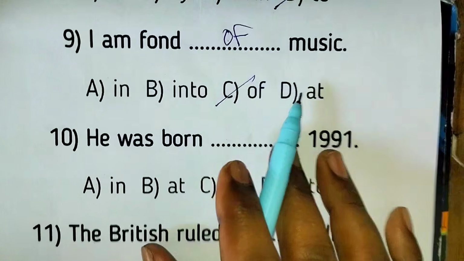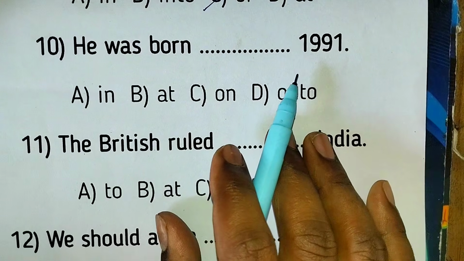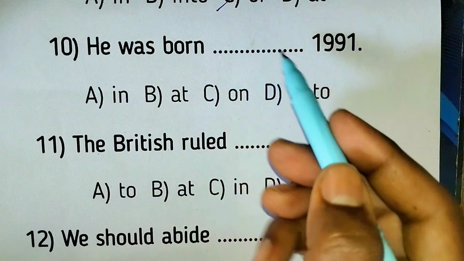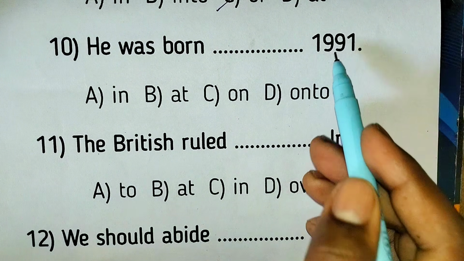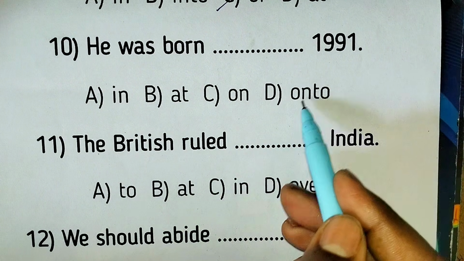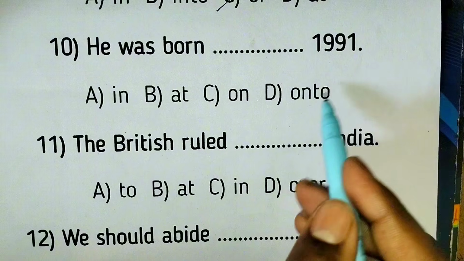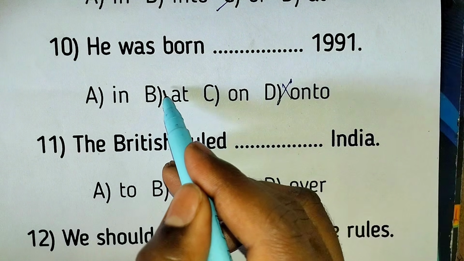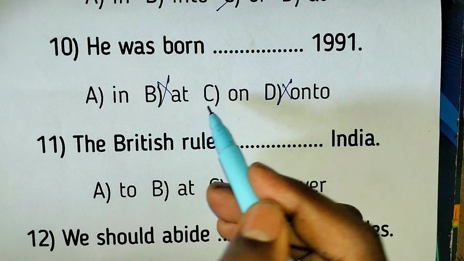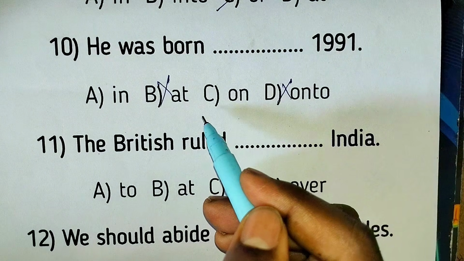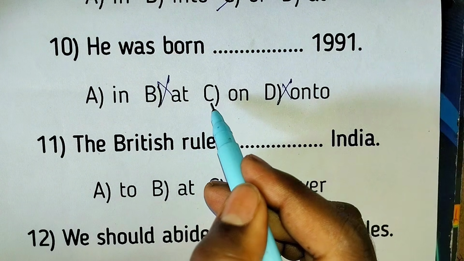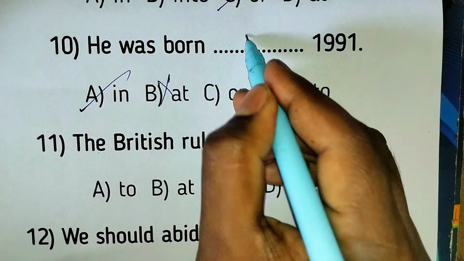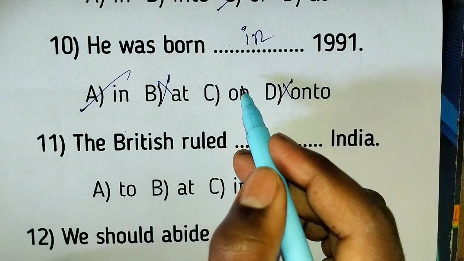And the next. He was born dash 1991. In, at, on, or onto. So onto is totally inappropriate. On or at is also inappropriate. But in or on, which one is right? So look, there is a confusion between in or on. But in this sentence, in is the right preposition, the right choice.